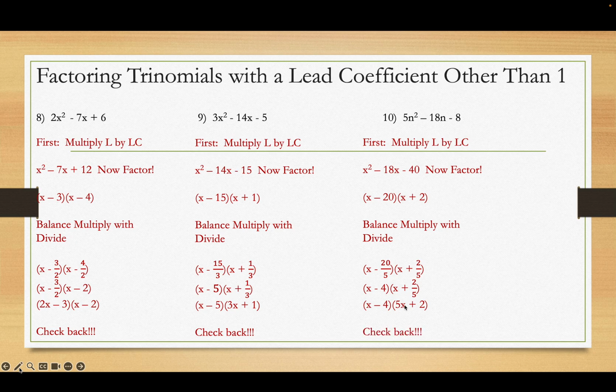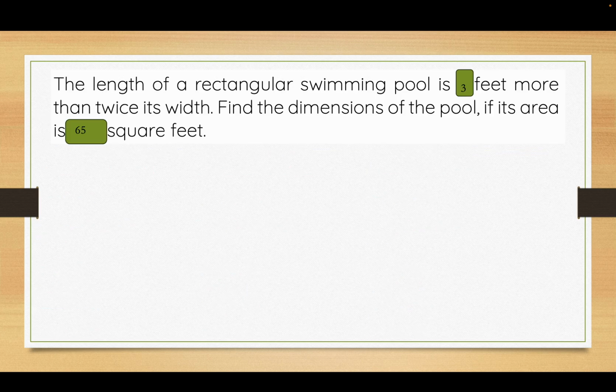Checking back, x times 5x is 5x squared, x times 2 is 2x, negative 4 times 5x is negative 20x. That's negative 18x when you add them up and combine them, which is what you wanted, and negative 8 for the last term. So that's the tough factoring, the tricky factoring, and hopefully you're getting very comfortable with it. My experience is that you will be getting comfortable with it, as I've taught it to many people over the years.